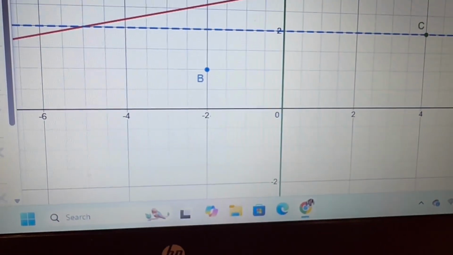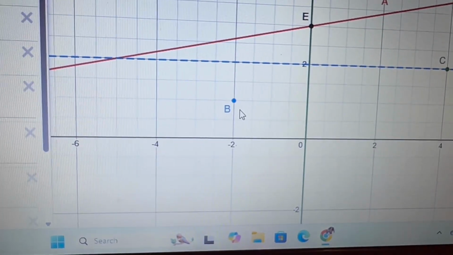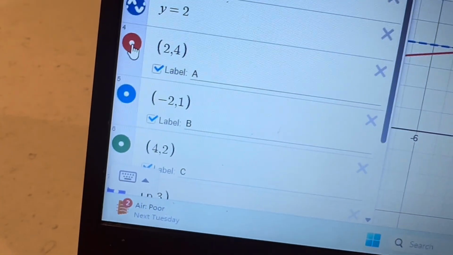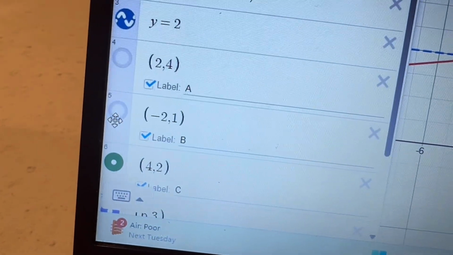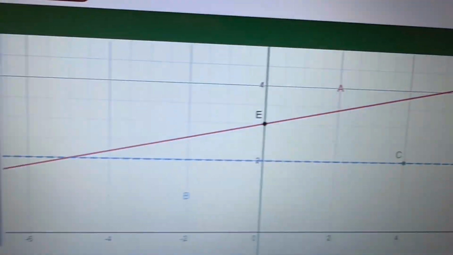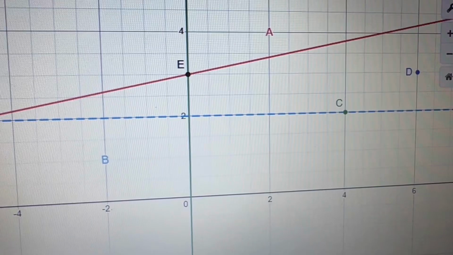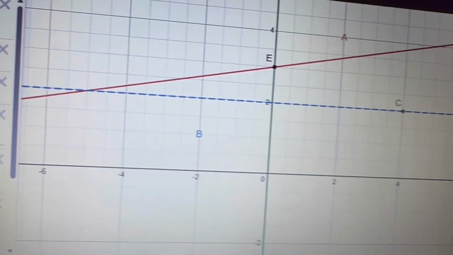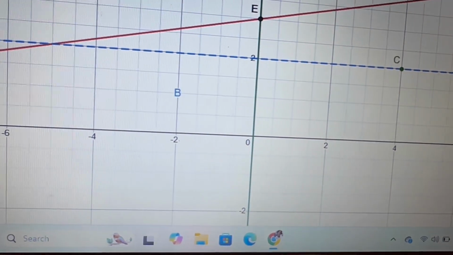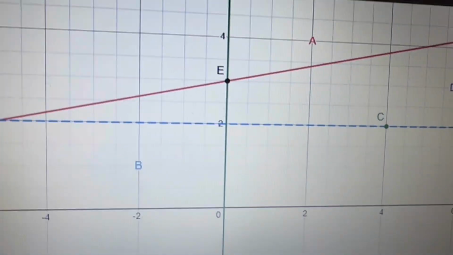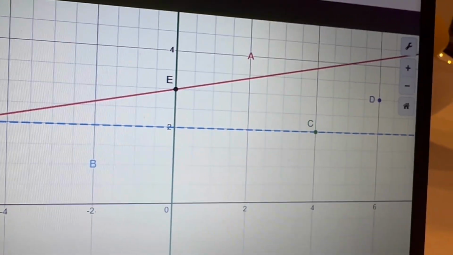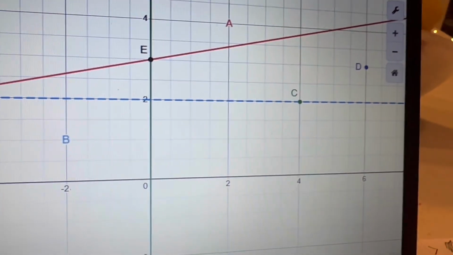So we say no to B. We say no to A. And you can also make them disappear. Uncolor them. There's no more A and there's no more B. Well, the letters are still there, but we have erased the points. All right, so we have left E, C, and D.